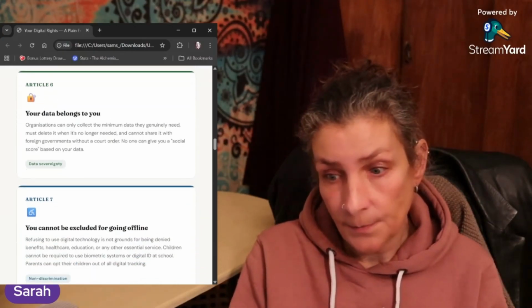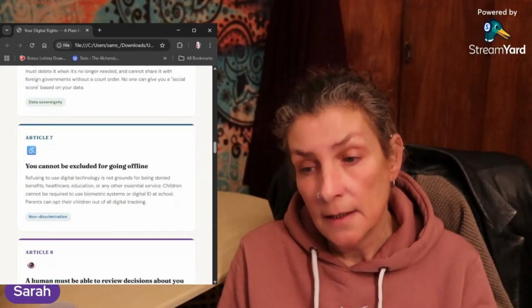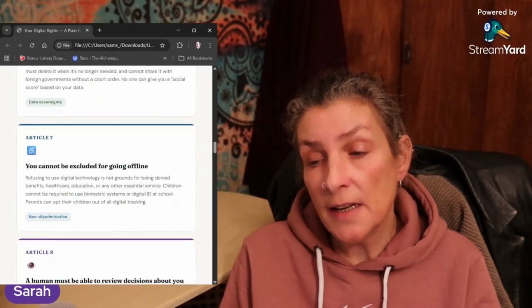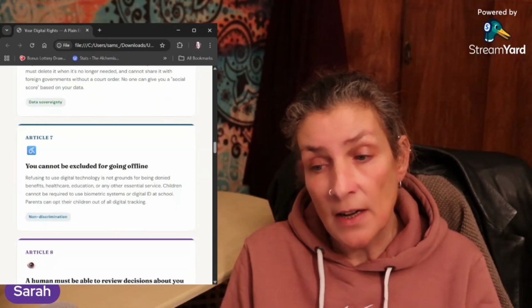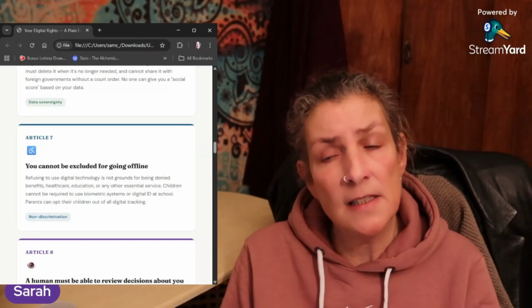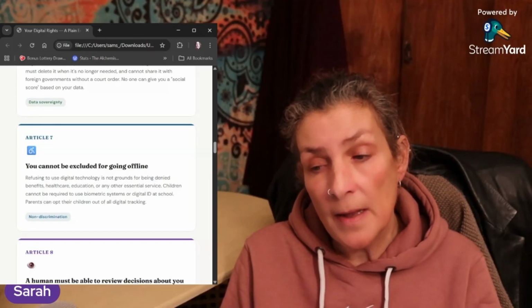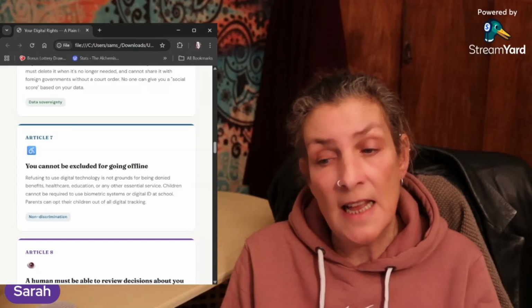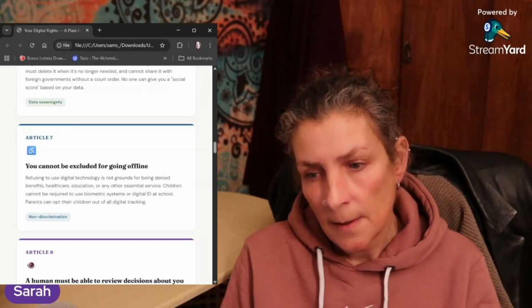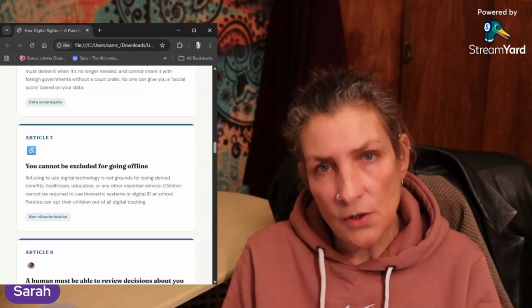Article 7. You cannot be excluded for going offline. Refusing to use digital technology is not grounds for being denied benefits, healthcare, education, or any other essential service. Children cannot be required to use biometric systems or digital ID at school. Parents can opt their children out of all digital tracking.